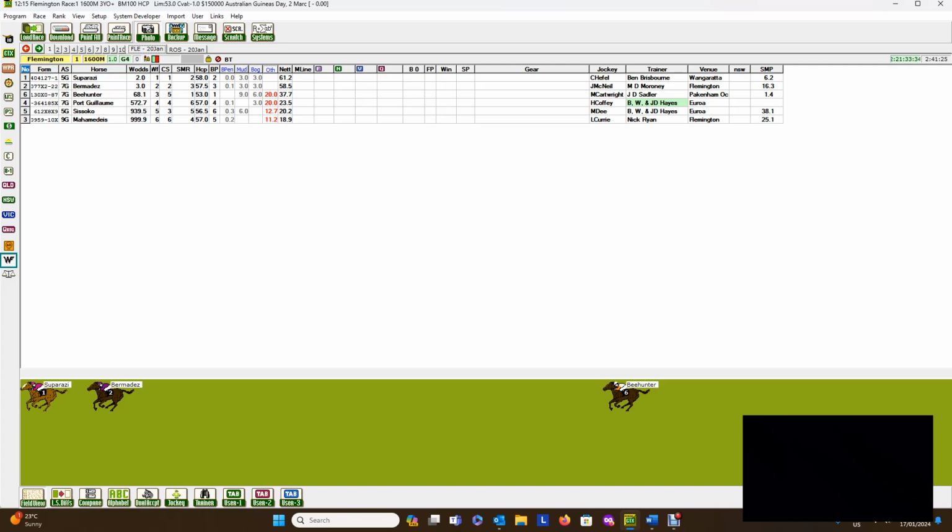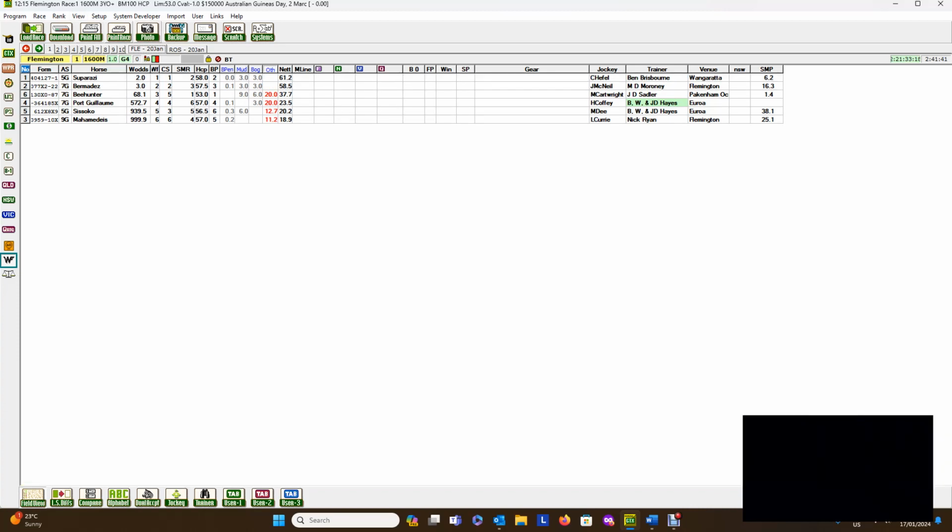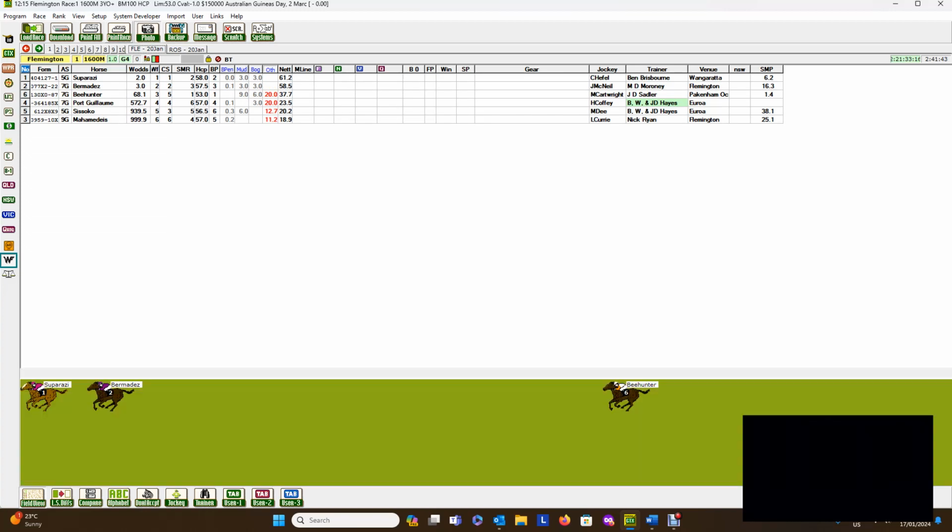Also, some of the members are asking me, how do you get that proposed picture of the horses and speed map at the bottom of the screen? It's simple really. If you go into here, it says photo. If I click that, that turns it off. And if I click it back on, it turns it back on.